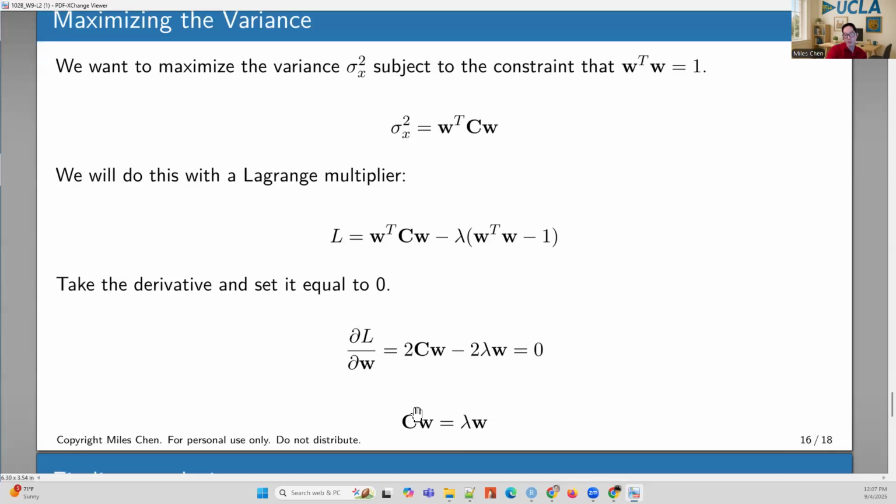This gets me in the form: covariance matrix C times w is equal to some scalar lambda times w. So here I have a matrix times a vector equal to a scalar times a vector, and the solution to this is going to be the w where the derivative is equal to 0.